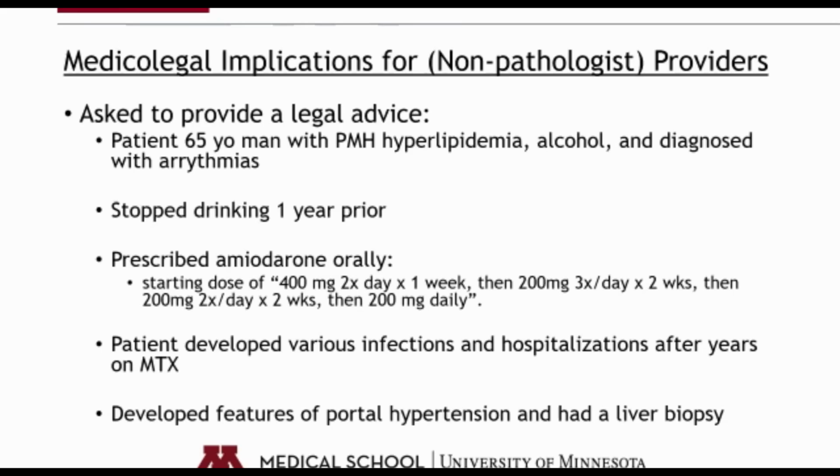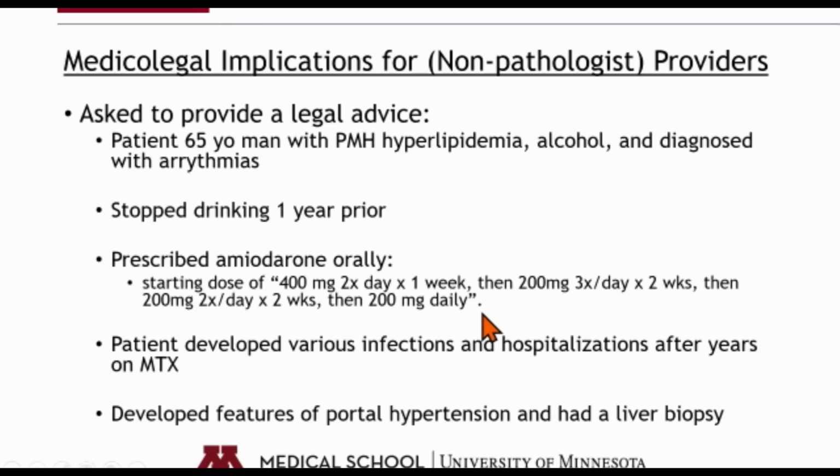Okay, so let's now look at something that can also happen to other providers as a result of a pathology diagnosis. This is a case where I was actually asked to provide legal advice. This is a 65-year-old man with a past medical history of hyperlipidemia, alcohol misuse, and some arrhythmias, but he stopped drinking about 1 year before he eventually died. One of the things that happened in this last year was he was prescribed amiodarone for the arrhythmias, and he was going to be on a sliding scale. He started with a high dose, and he was supposed to have 200 milligrams daily after that.